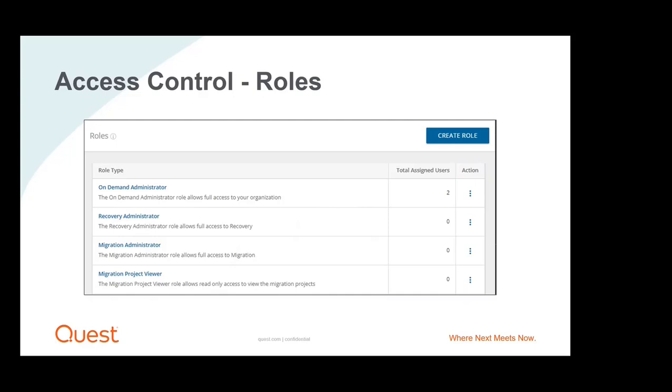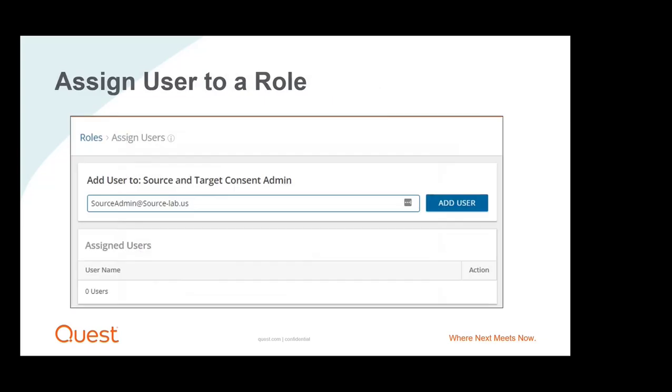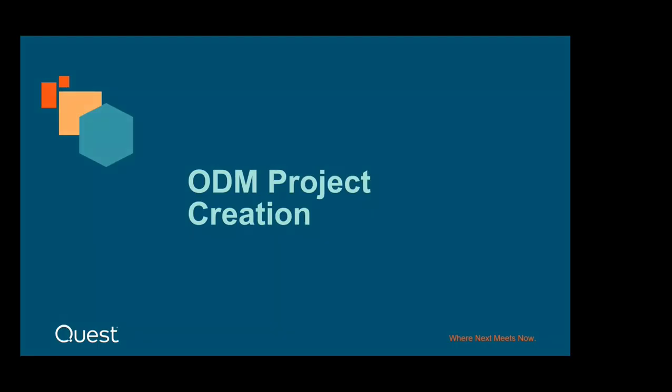These are the built-in roles that exist, kind of an overall admin role or module level admins. Click create a role. You can pick out what you want to do. I've selected the on-demand organization, just can add and remove tenants. That gives them the right to grant consents. And then I just need to add somebody into that role. And it's that simple. Then when they log into this platform, they have access into your organization and can then add and remove tenants, but nothing else.